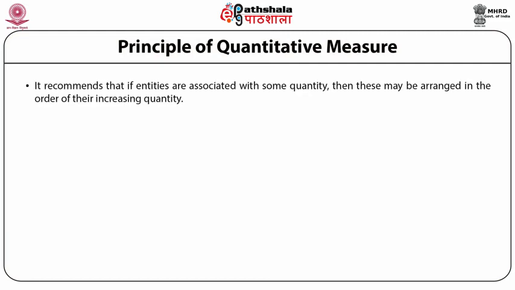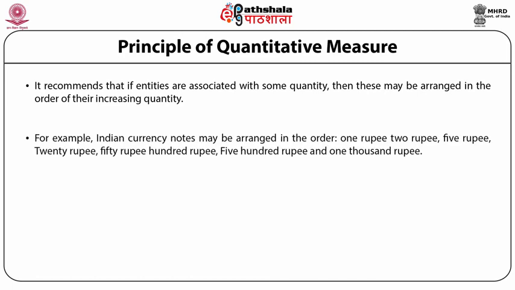This principle recommends that if members or entities are associated with some quantity, inherent quantity, weight or number, then these may be arranged in the order of their increasing quantity. For example, Indian currency notes may be arranged in the order 1 rupee, 2 rupee, 5 rupee, 20 rupees, 50 rupee, 100 rupees, 500 rupee and 1000 rupee. So they are in the order of their increasing quantity, as very obvious.